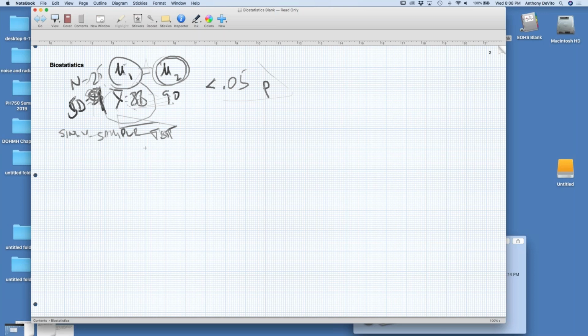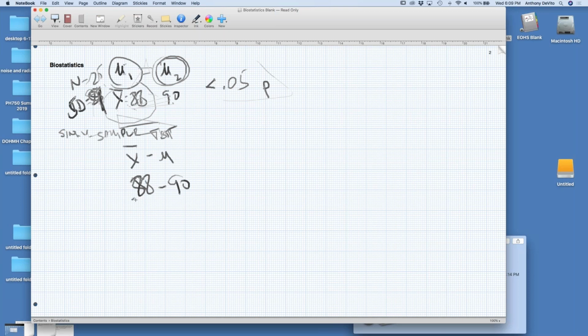Okay, so now how do I calculate that? Well, we need to calculate the difference between these two. How do we do that? We take x bar minus mu. In a single sample t-test, that's x bar and the mu that we know. So x bar is 88 minus mu, which is 90. That's the difference, and it comes out to be 2. But that doesn't really help me, does it? Because I don't know whether that's a big difference or a small difference.